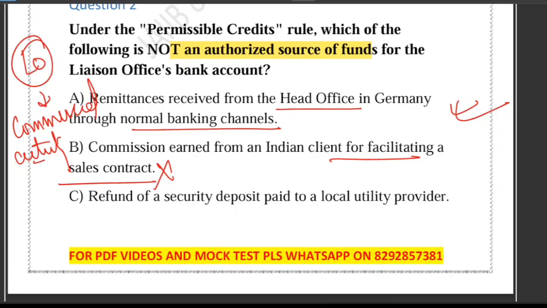Right. So what is an LO not allowed to do? Earn commission, facilitate sale for profit, charge service fee, do business operation. Right. What about option C? Option C says refund of security deposit paid to local utility provider. The question is about what is not an authorized source of fund. Yeah, this is not income, just the return of money earlier paid. This is allowed. And what about D?